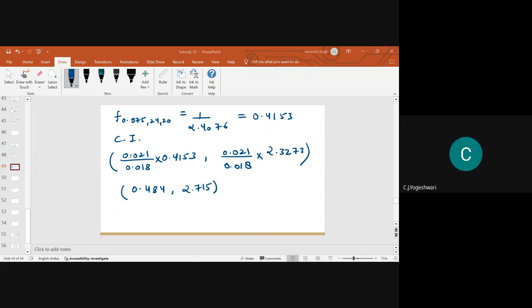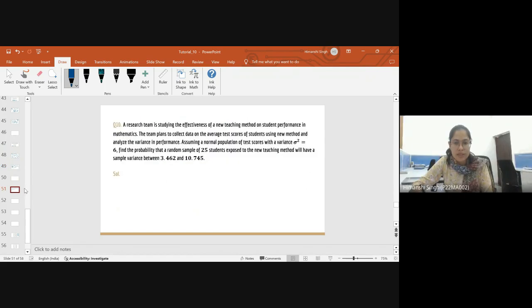Yes, ma'am. Okay, so let me see this next question also. Our research team is studying the effectiveness of a new teaching method on student performance in mathematics. The team plans to collect data on the average test scores of students using the new method and analyze the variance in performance. Assuming a normal population of test scores with variance sigma square equals 6. So sigma square is 6 here.